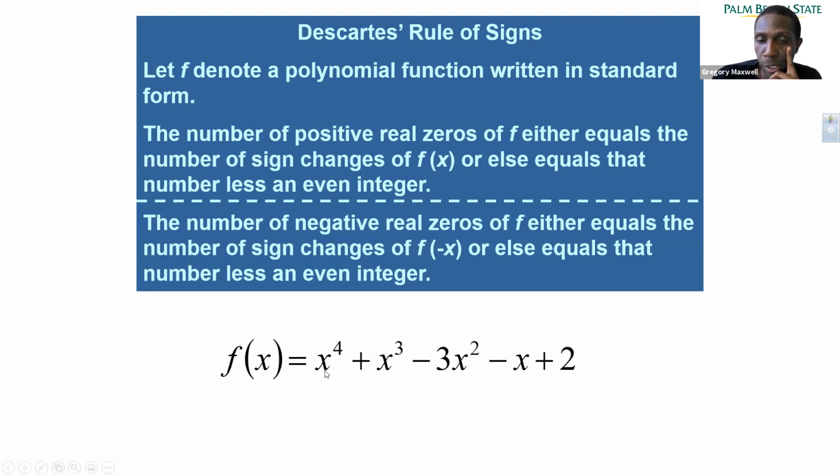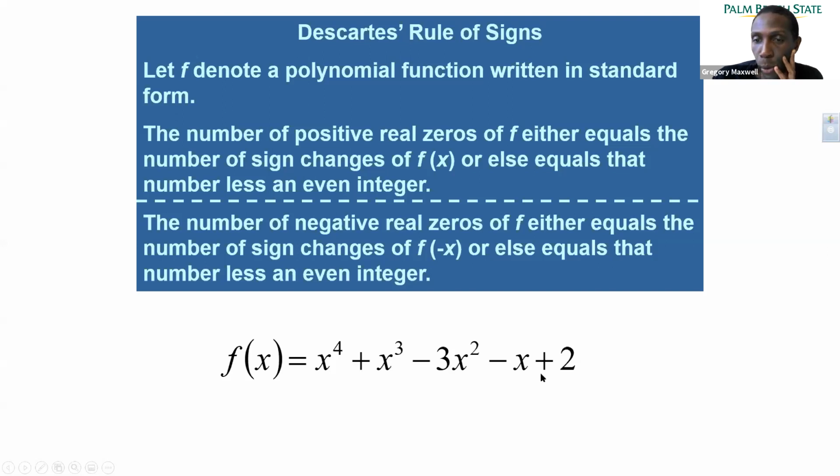For example, the first term here is a positive. The next term is a positive. So there's no change in sign from first term to second term. But from second term to third term, you're going from a positive to a negative. So that's 1 change in sign. From third term to fourth term, there's no change in sign, since you're going from negative to negative. So we still have 1 change in sign so far. And then from this term, negative x, to 2, we have another change in sign. So we have two sign changes, from positive 3 to negative 3x squared, and from negative x to positive 2.